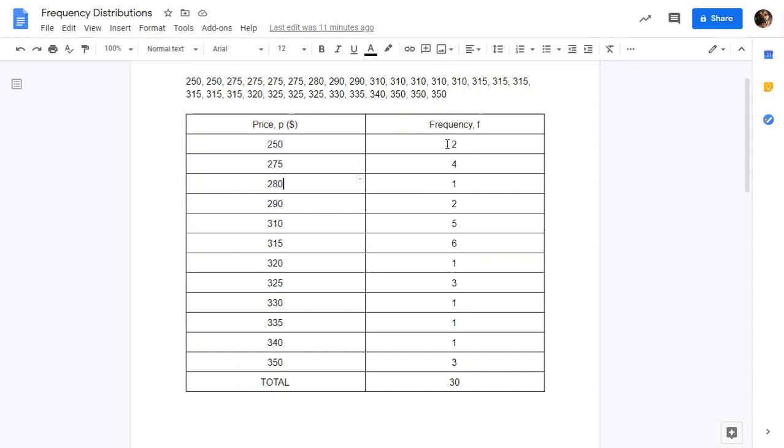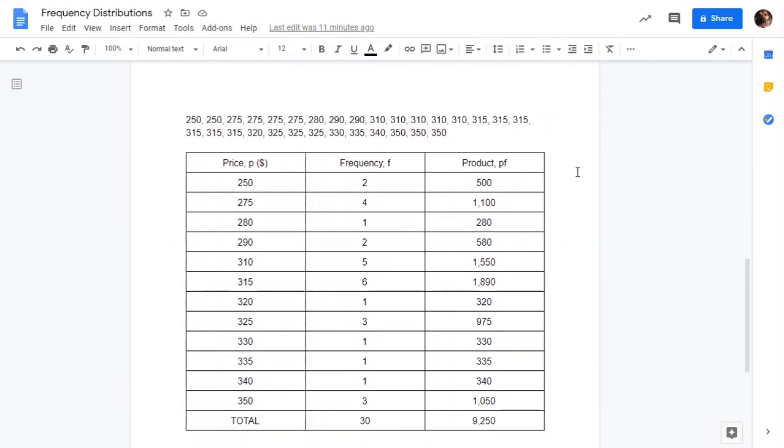And if you take your calculator and you add up all of these numbers on the right side, you should get 30. And that's how many different ads she looked at. Now, let's look at how this can be used to find those central tendencies.